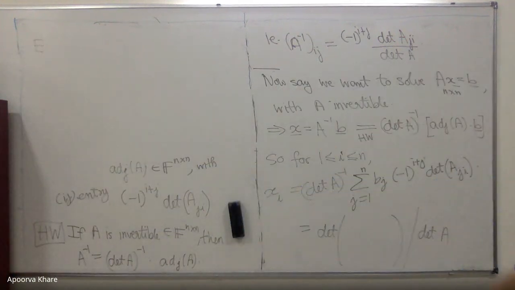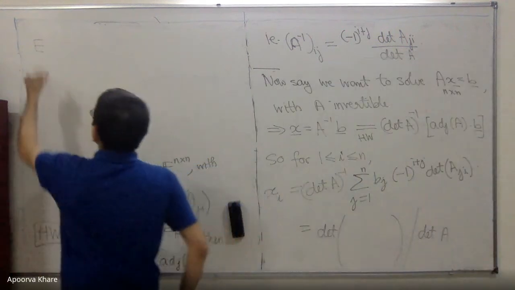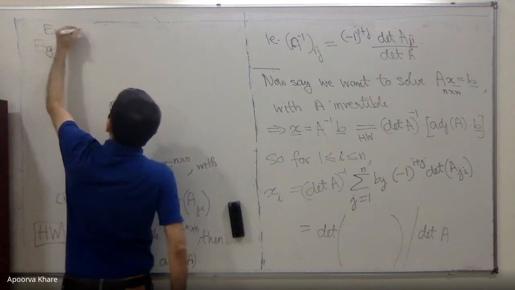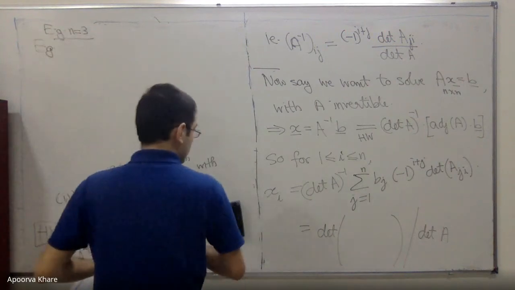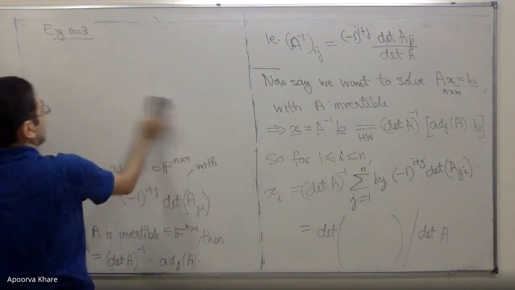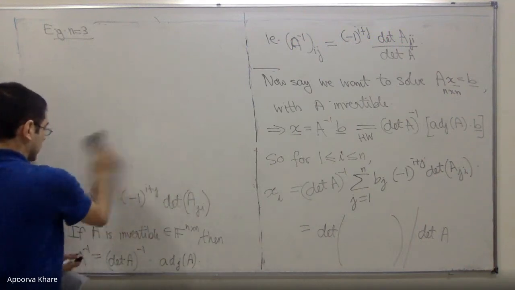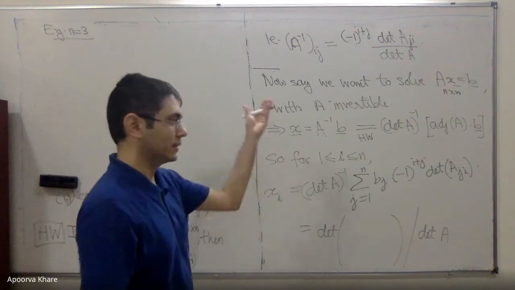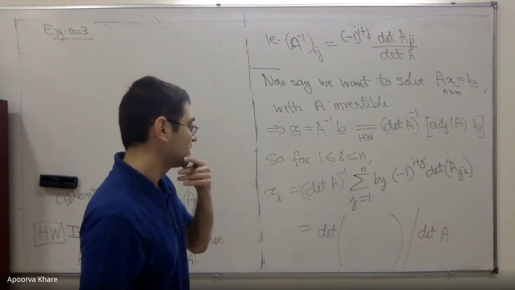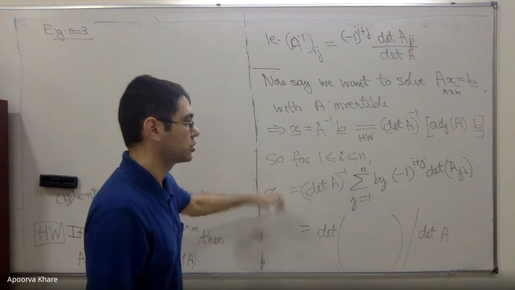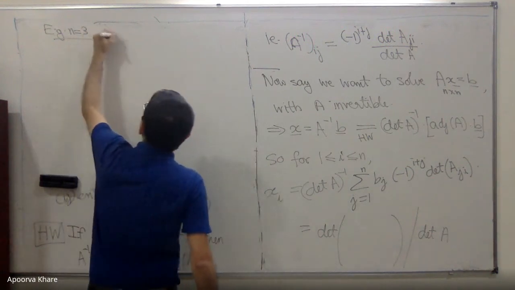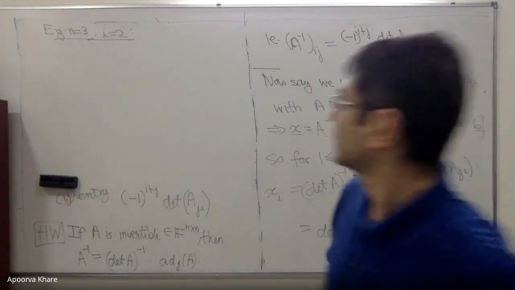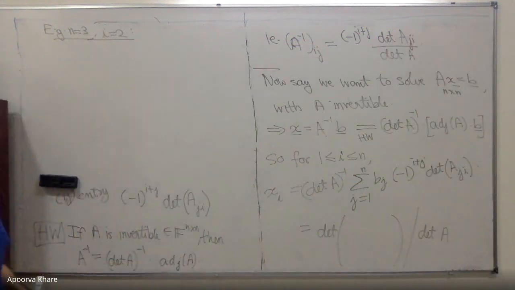Example n equals 3. Okay, so what should we do? So n equals 3, so write this down. Let me write down, let's say, i equals 2. Why are these pens finishing? Fine. i equals 2, n equals 3. Let us write this down.